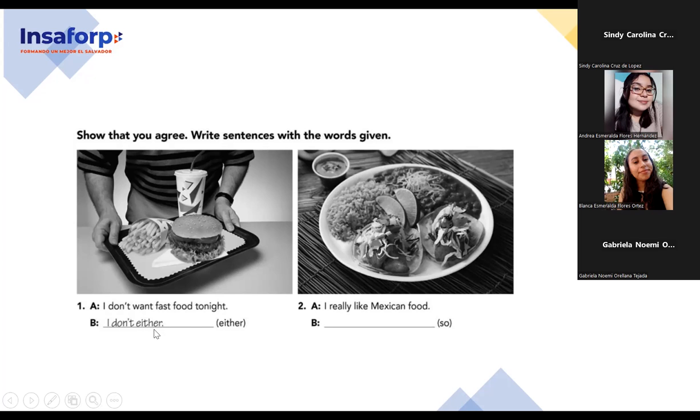Very good. Okay. Blanca Esmeralda Flores Ortez. Number two is for you. Read letter A and then agree with the person using so. I really like Mexican food. So do I. Very good. Okay, very good. What is the food that we have in this plate, Blanca? Tacos. Taquitos, right? Taquitos, very good. So do I. That's why we have this expression. So you agree with this person, right? Very good. Let's take a look at the next one.